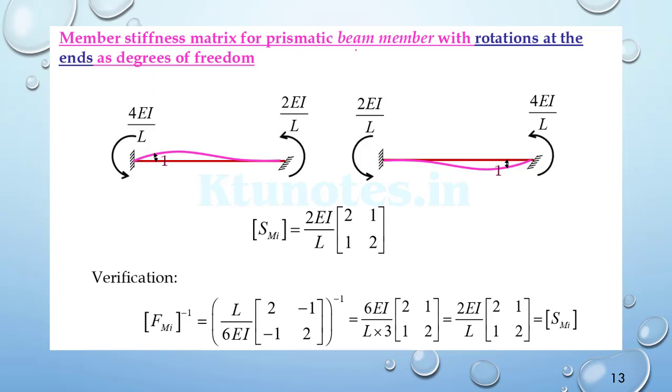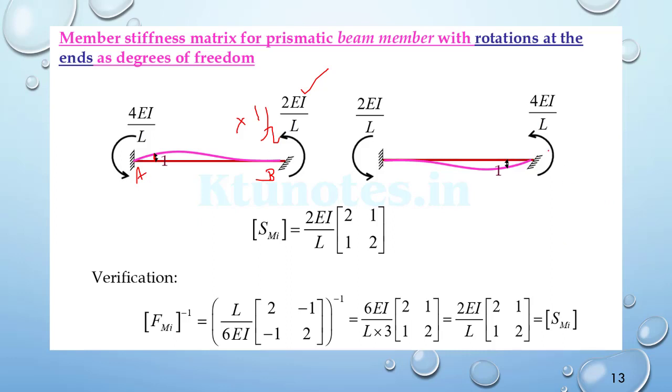So the member stiffness matrix for a prismatic beam member with rotation at the ends as a single degree of freedom. Consider the case of a fixed beam. For obtaining a unit rotation at points, say A and B: for A, you need 4EI by L, which is the moment required, and half of it will be the carryover to the right side, which is 2EI by L.